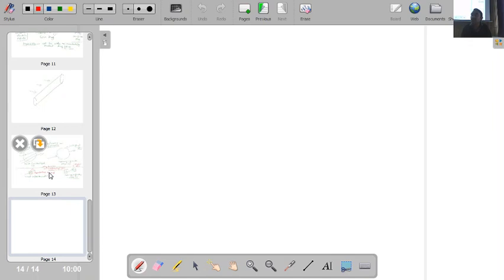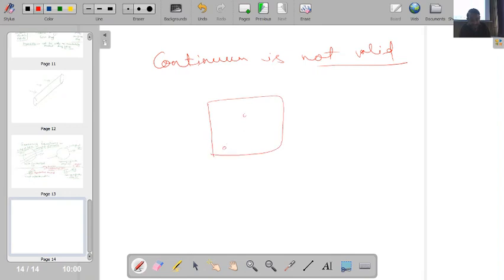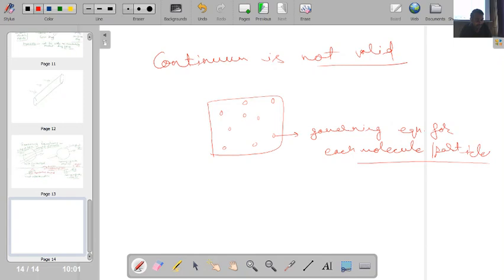where we have to find the governing equations is when our continuum is not valid. If continuum is not valid, then what will we be doing? In the domain we will have a finite number of molecules, and the number of molecules will be very small. Then we have to write the governing equation for each molecule or particle.